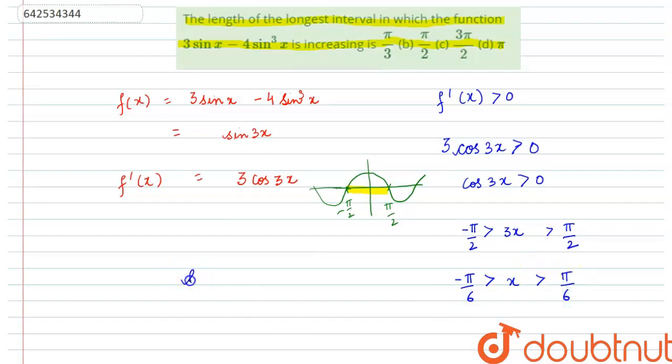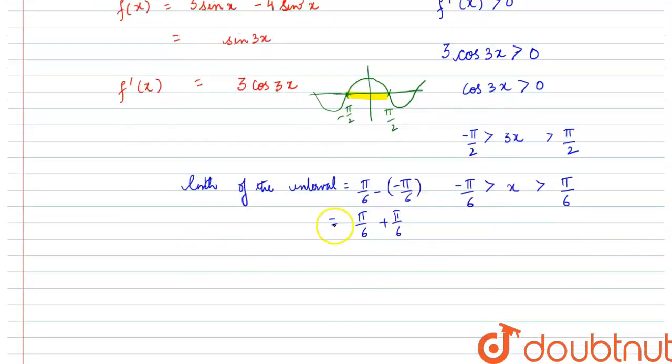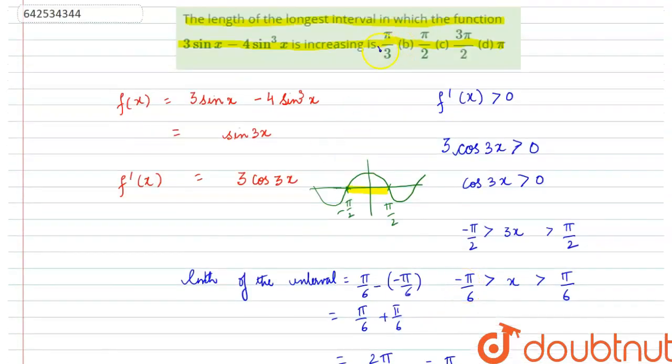So what is the length of the interval? Length of the interval will be pi by 6 minus minus pi by 6, which will be equal to pi by 6 plus pi by 6, which is equal to 2 pi by 6, which is equal to pi by 3. So the length of the interval is pi by 3, which is option A. Option A is correct. So I hope it is clear.